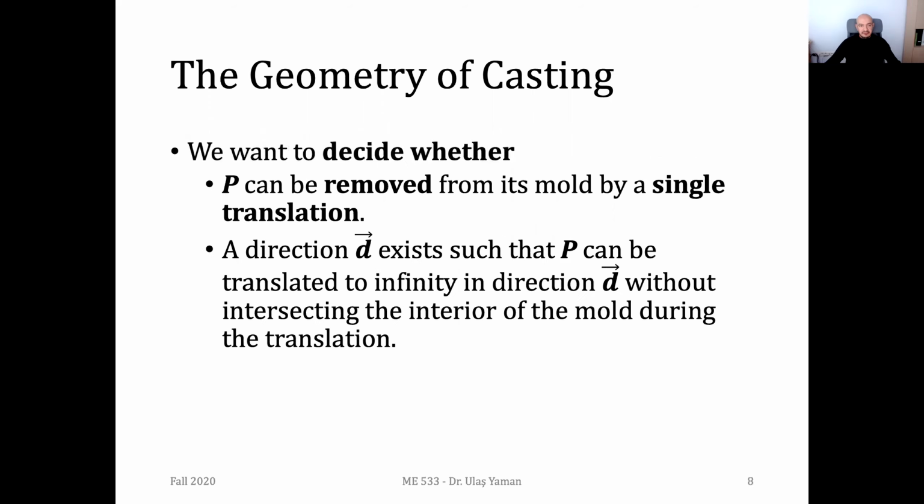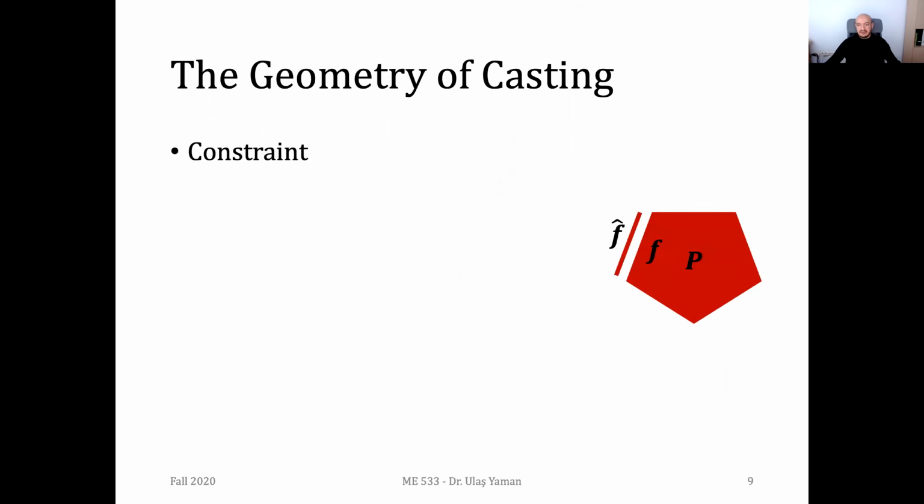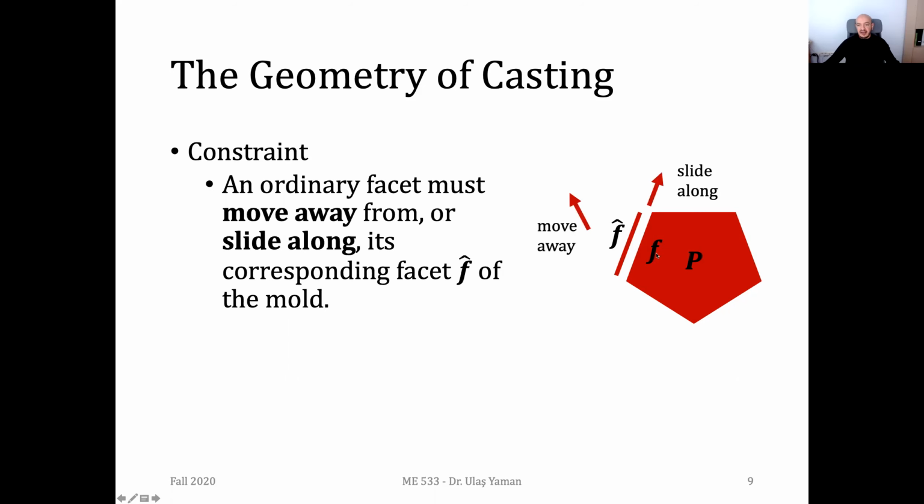So I will now discuss this one. This is a cross-sectional view. This is our polyhedral shape, as you see, and it has a top facet here and some ordinary faces. And these ordinary faces are shown with the letter F. And we also have corresponding faces on the mold side, and these are represented as F bar. So we have two options.